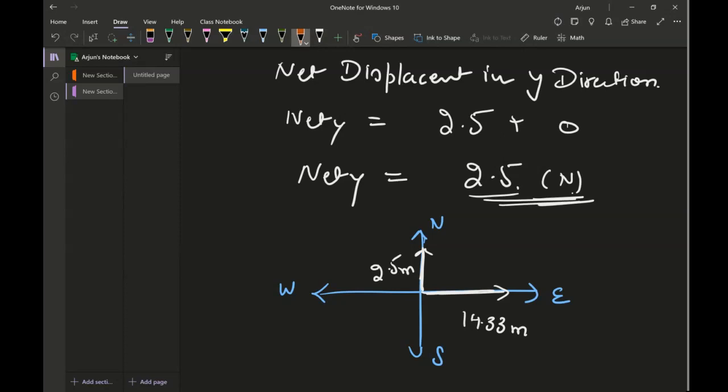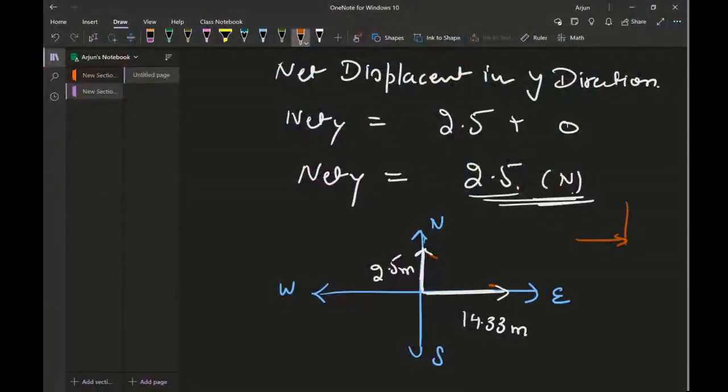Sometimes we make a mistake and end up drawing it like this. Vectors cannot be added this way. To add vectors, the tip of one vector should touch the tail of the other vector. So what do I mean by that? If this is a vector, this is the tip of the vector and this is the tail.